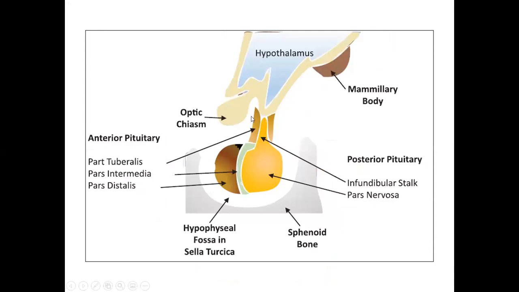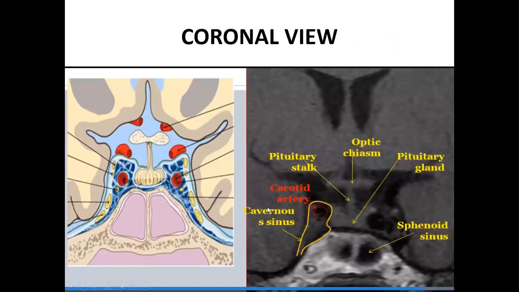Again, you can see the same thing: hypothalamus, optic chiasm, posterior pituitary, anterior pituitary, pars tuberalis, hypophyseal fossa, and this is the sphenoid bone. We can see here again the pituitary stalk in coronal section. This is the cavernous sinus, this is the internal carotid artery, this is the optic chiasm.